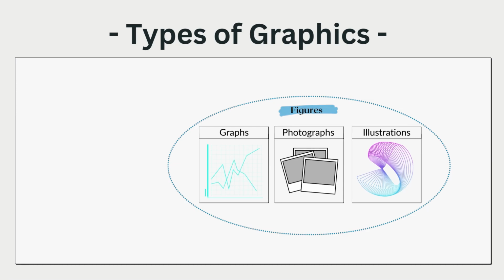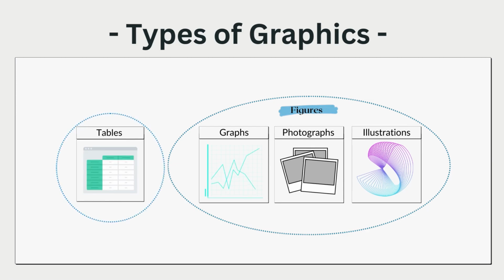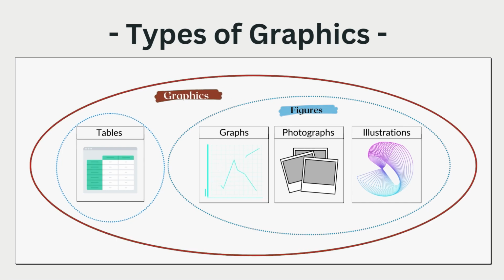And then you also have tables. Tables are a separate category. Everything is listed in a journal article, in most cases, as either a table or a figure. But all of those together are called graphics. Unfortunately, there's no better name, so you just have to learn to distinguish the two.